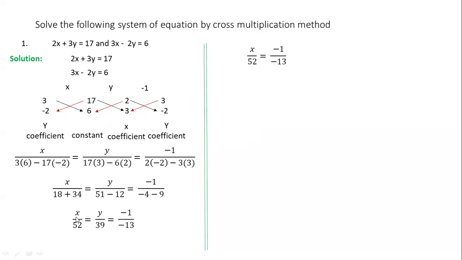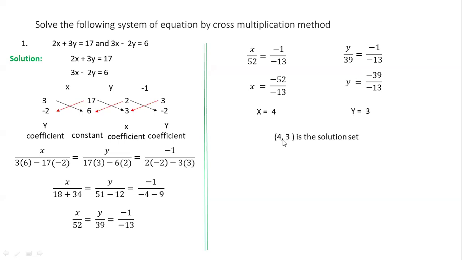So equate the first and the third expression. x upon 52 is equal to minus 1 upon minus 13. So x is equal to minus 52 upon minus 13, minus minus cancels, and 13 4s are 52. The value of x is 4. Now equate the second and the third expression. Again take y is equal to minus 39 upon minus 13, minus minus cancels, 13 3s are 39, y is equal to 3. So (4, 3) is the solution set.